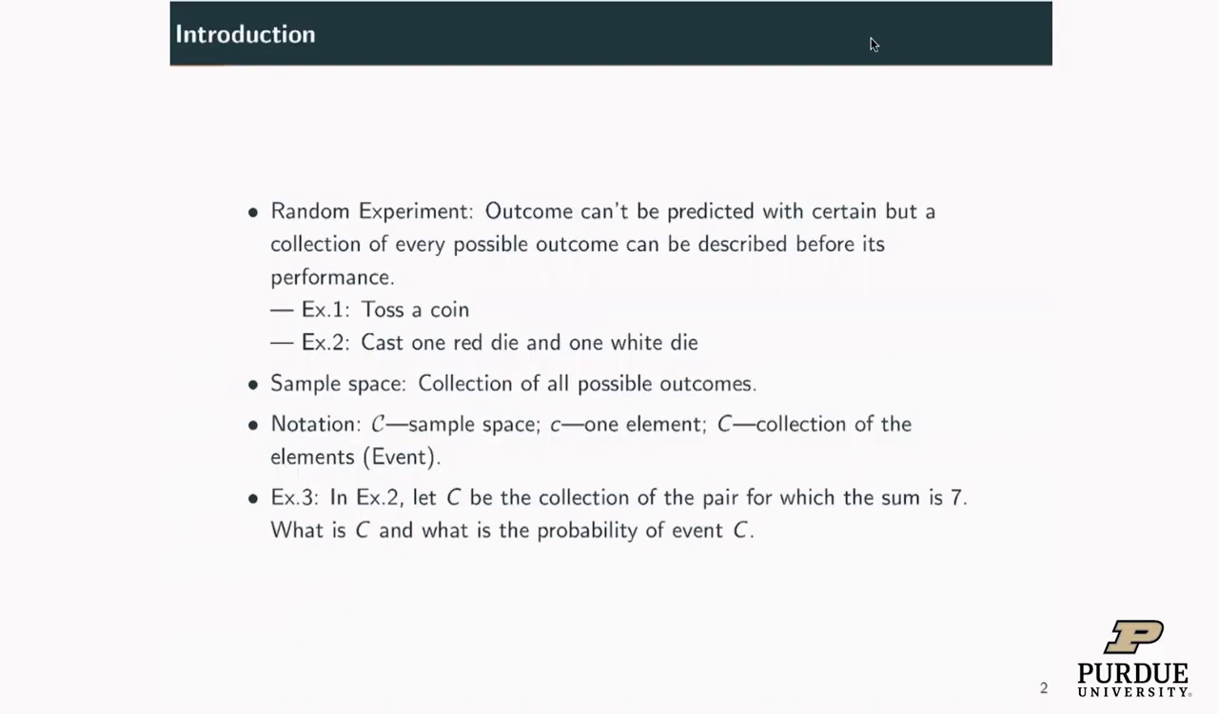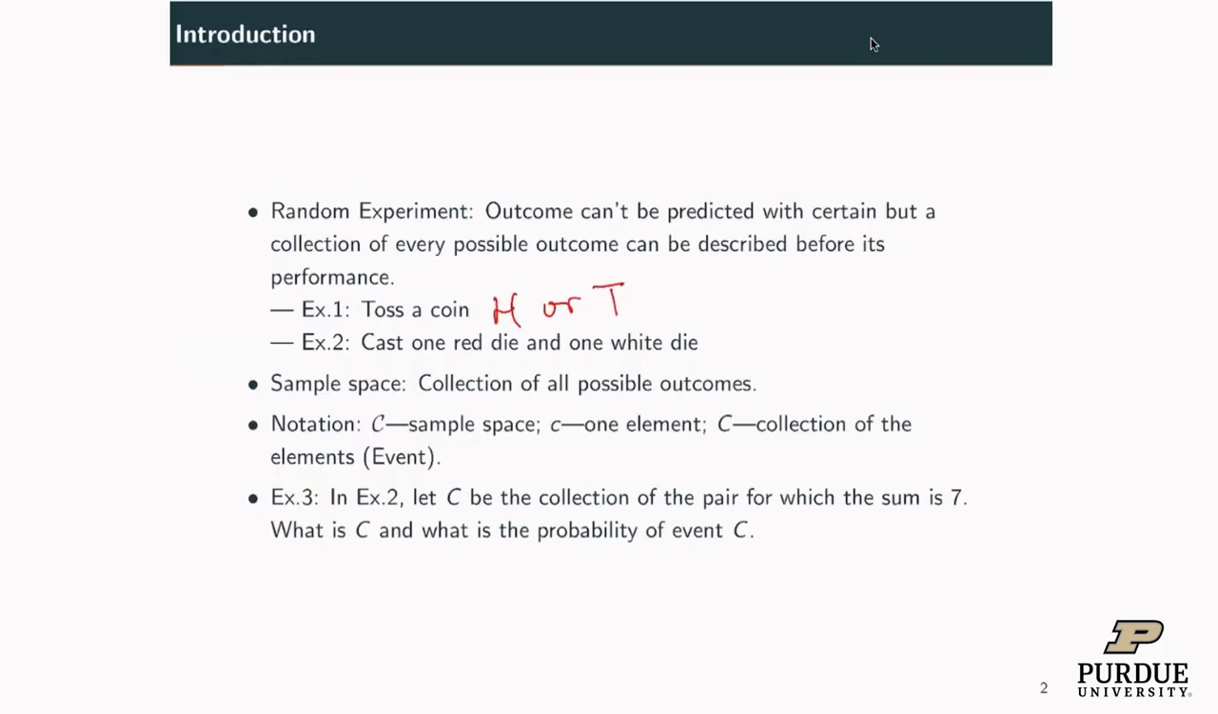described before its performance. For example, toss a coin. Before you toss a coin, you cannot know the result. It's either head or tail, but you cannot predict it's a head for sure. But you know it's head or tail. So these are all the possible outcomes.